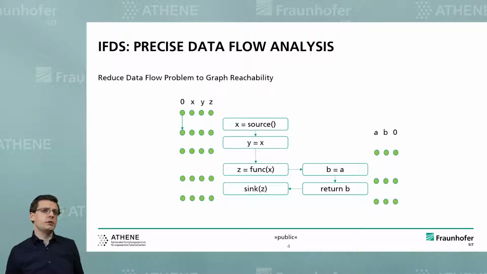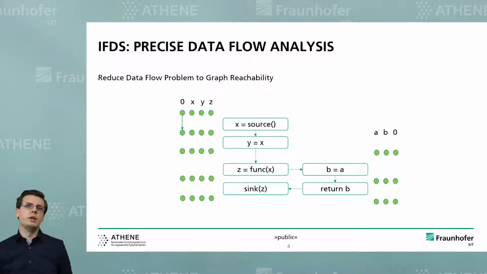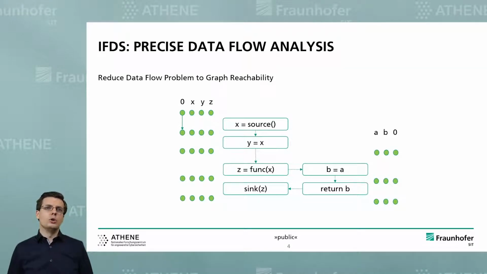It reduces a data flow problem to a graph reachability problem. We have data flow facts. There is the zero tautology fact, and there is one data flow fact in this simplified example per variable. So X just represents that variable X contains tainted data. In the middle, you see the interprocedural control flow graph. There is the main method on the left side, and there is a method that we just called func on the right side. So at the beginning, we have an edge from 0 to 0. That means if the tautology holds before that statement, the tautology holds after that statement, which is totally obvious.